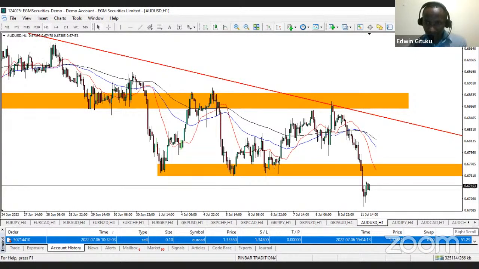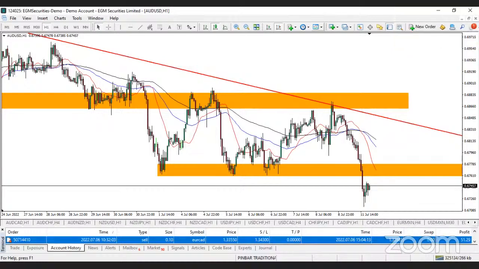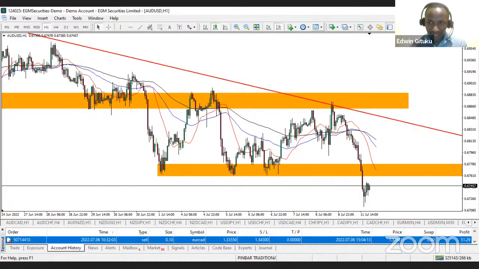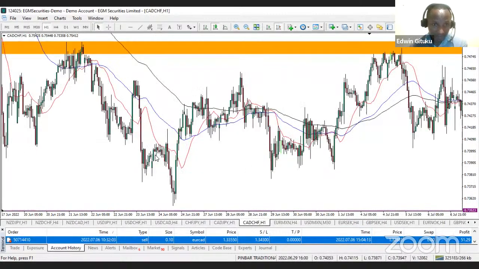Then finally, we have Canadian dollar against Swiss franc. This is the one that I was talking about earlier, Matthew. For most of the ones that we've looked at, price was on a downward trend. Unfortunately, we were not in a position to spot any setup on a rising market. So this particular one is quite unique.